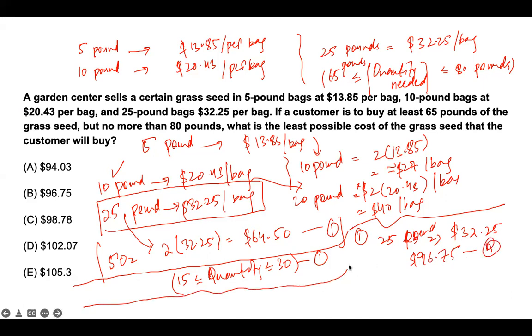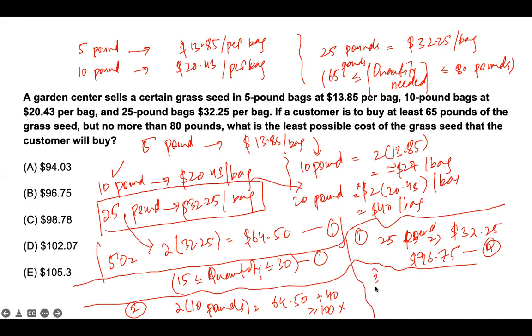Now let's see the other scenario. The other scenario is if I consider twice of 10 pounds, which is $40. So 64.50 plus this $40 for twice of 10 pounds, and that is greater than 100. But we can't use this because we already have a better option than this.